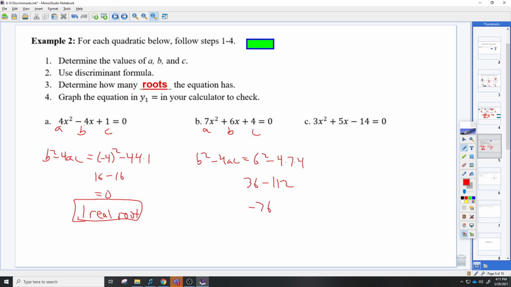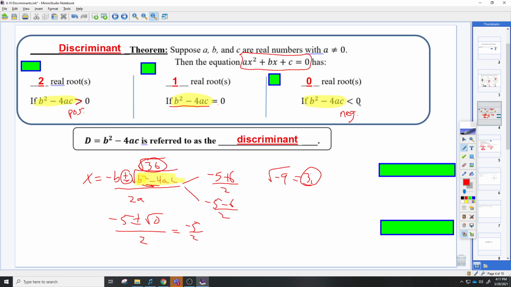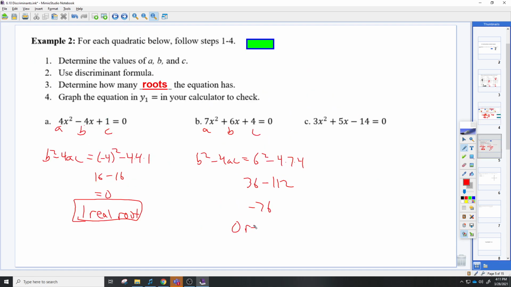And again, go back here and say, okay, well, let's see. When you get a negative answer, how many roots? 0. 0 real roots. And I'll check this one in a second. I think I'll just do the last two at the same time.